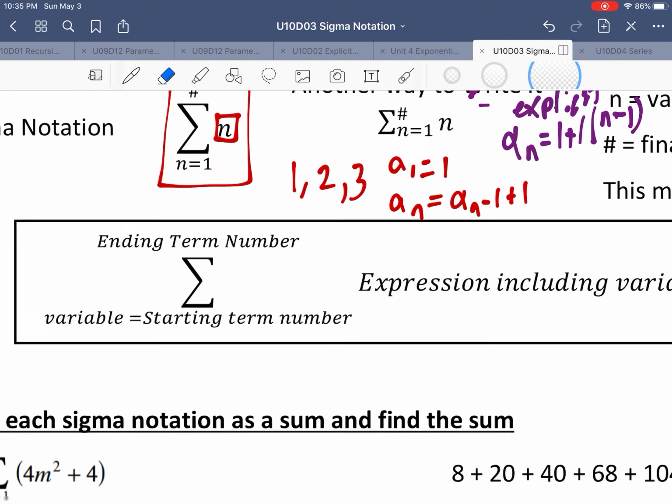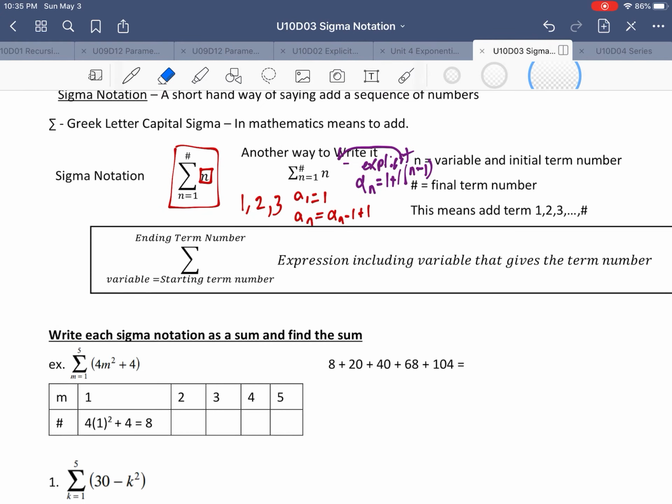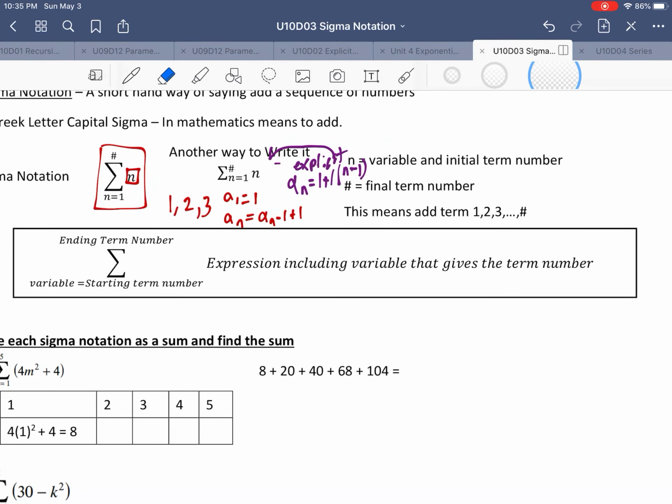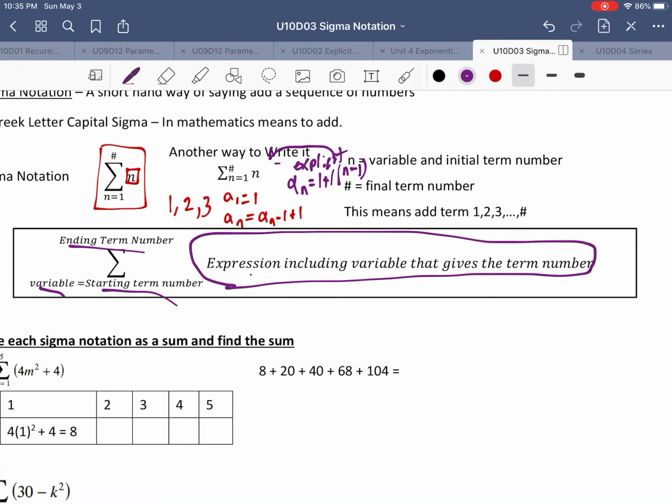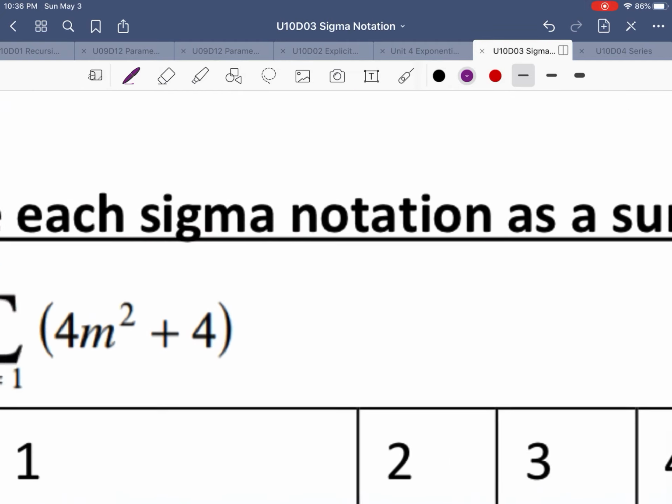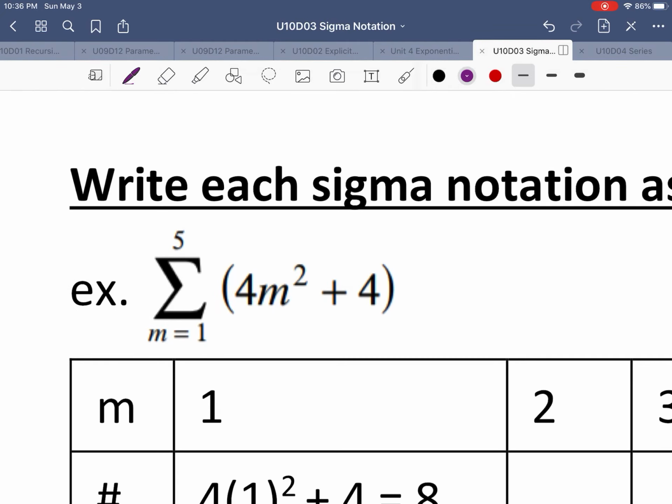All right, so this is a written version of all of this in case that's not clear. So the variable in the problem, usually the term number. This is the starting term number, the ending term number, and this is the expression used to generate the sequence. So here's an example problem. It says find the sum of all of the first to fifth terms of this explicit sequence.